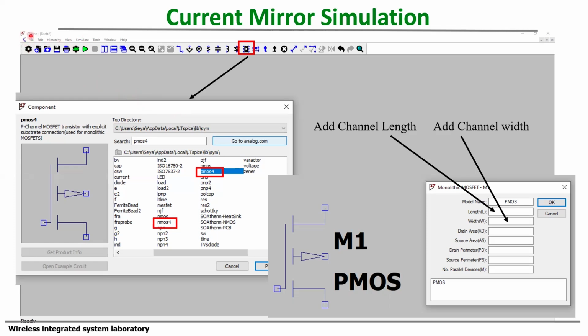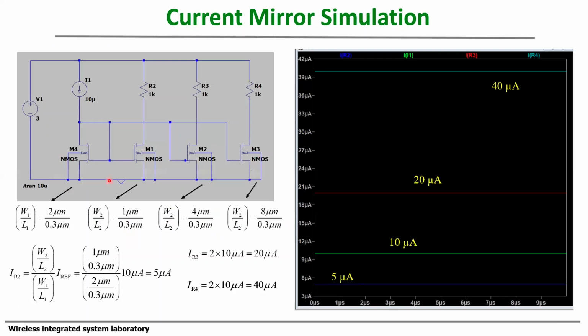Then I need to open a new schematic window. Under that schematic window, you will see the component list. In that component list, you need to select these special MOSFETs, PMOS4 and NMOS4. After opening that PMOS or NMOS, you can right click on that MOSFET, then you will see this window. In that window, you can change the channel length and channel width. Here, you can type any number you prefer, then okay. So here is the simple schematic.